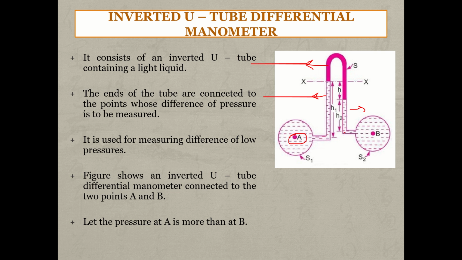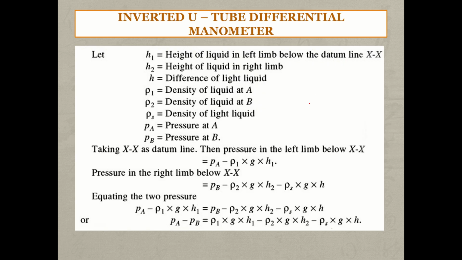What will be the pressure in the right column? It will be Pb minus rho 2 g h2 minus rho s g h. Rho s is the density of the lighter liquid. We generally say rho g for the heavy liquid, so rho s for the lighter liquid. Now equate both the pressures, and you end up with Pa minus Pb equals rho 1 g h1 minus rho 2 g h2 minus rho s g h. This is how we solve the inverted U-tube differential manometer.